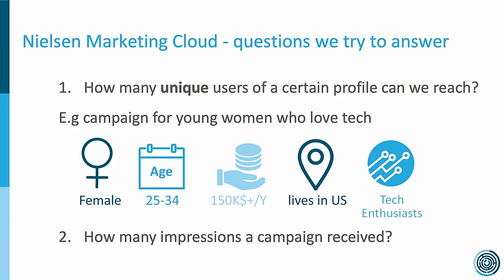Okay, so at Nielsen Marketing Cloud, there are basically two types of questions that we try to answer. The first question is a uniqueness question. So we need to know how many unique profiles or unique users of a certain profile we have, or we can reach. So for example, if our client wants to run a campaign for young women who love tech, we can specify the different attributes for this campaign. So for example, he's looking for all the devices that are being used by female in this specific age with this annual salary, live in the United States, and also tech enthusiasts. And we need to find, in real time, the number of unique devices that match this criteria.